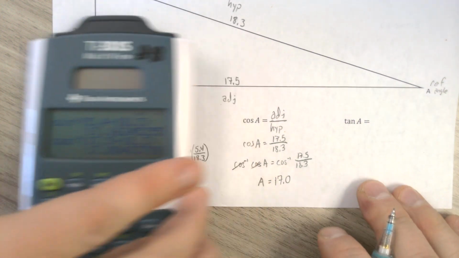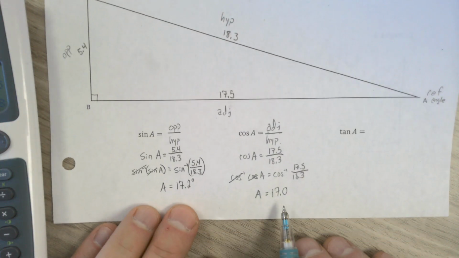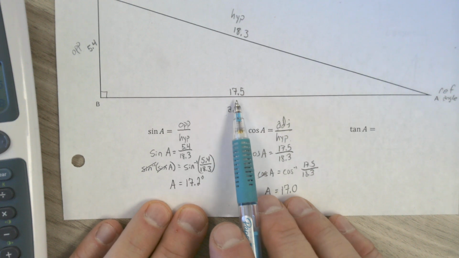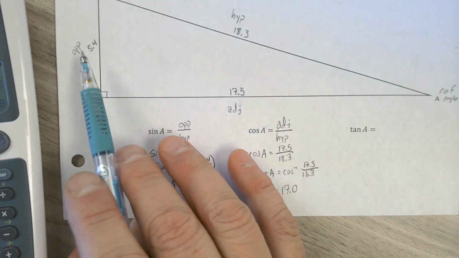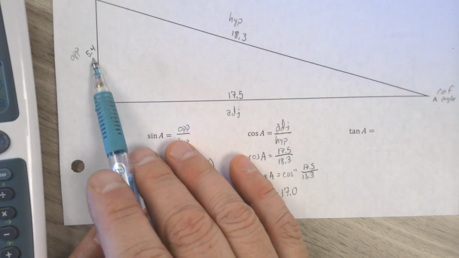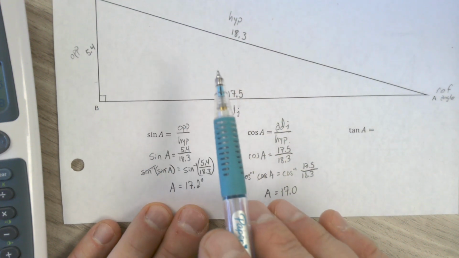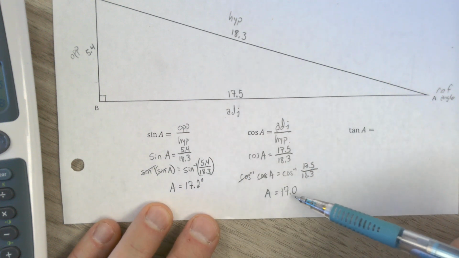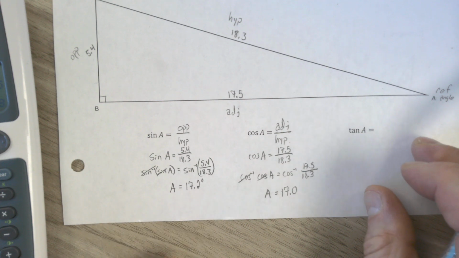So I do want to point out we are getting some differences in our answers, and that's because our measurements are rounded. So one thing we need to remember is when I say 17.5 or 18.3 or 5.4, at some point I'm guessing, right? These are not perfect measurements, they are estimates. And so when you estimate, you are going to get a little bit of difference in your answer, but about 17 degrees is pretty darn close.